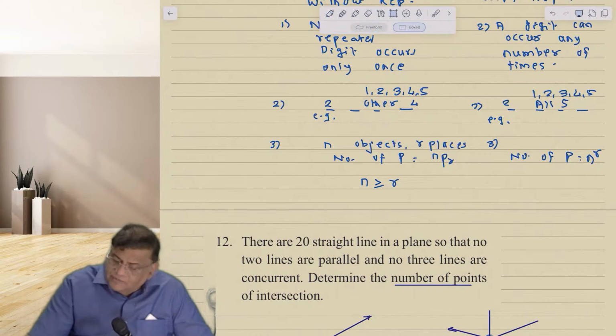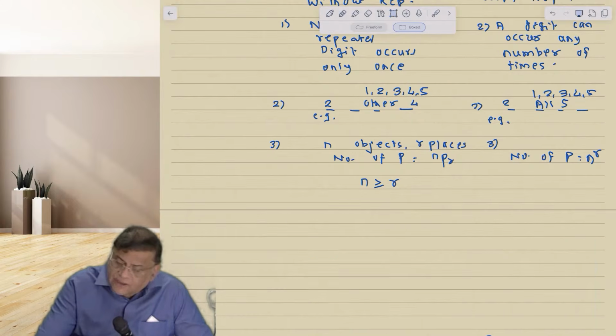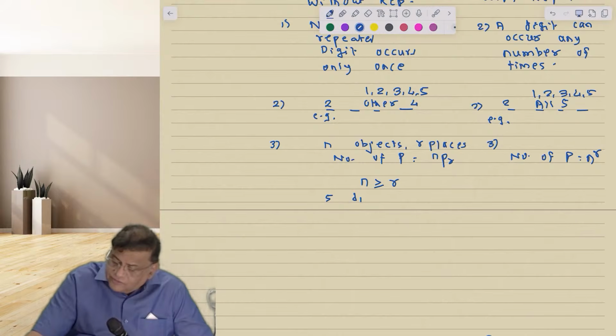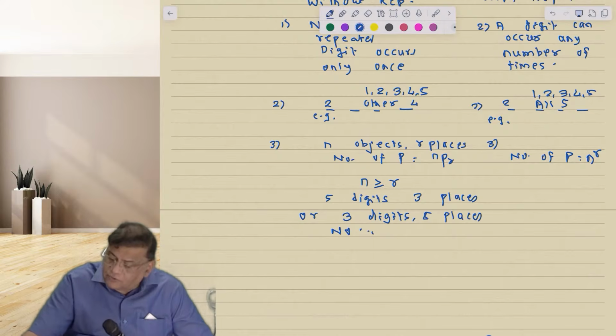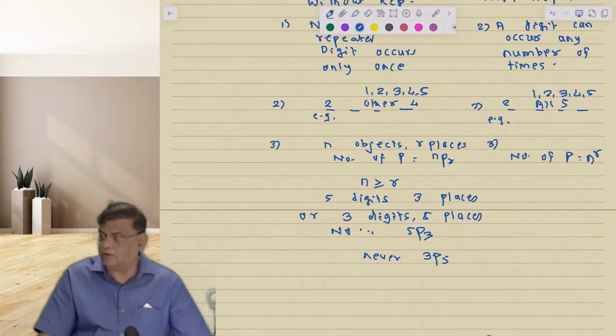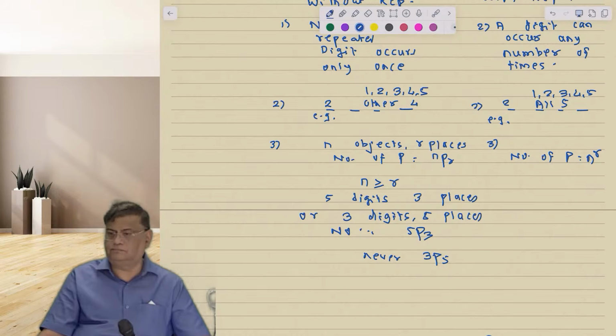And therefore, if you have 5 digits and 3 places, or 3 digits and 5 places, in both cases the number is equal to 5P3 and it is never 3P5. All right.